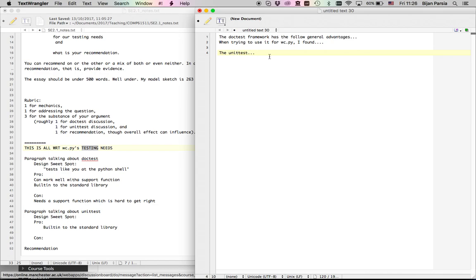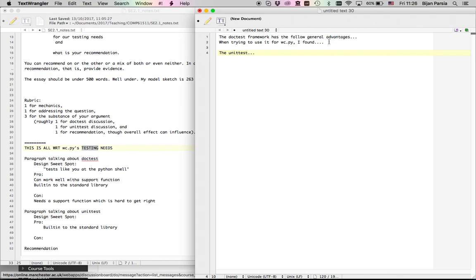Now at the moment I can't write this, because I can write only a little bit of it. I can talk about the design sweet spot, but I haven't yet done any work towards it. So I need to go write some unit tests using the unit test framework. I don't need to convert everything over necessarily, but I need to at least convert some of them.